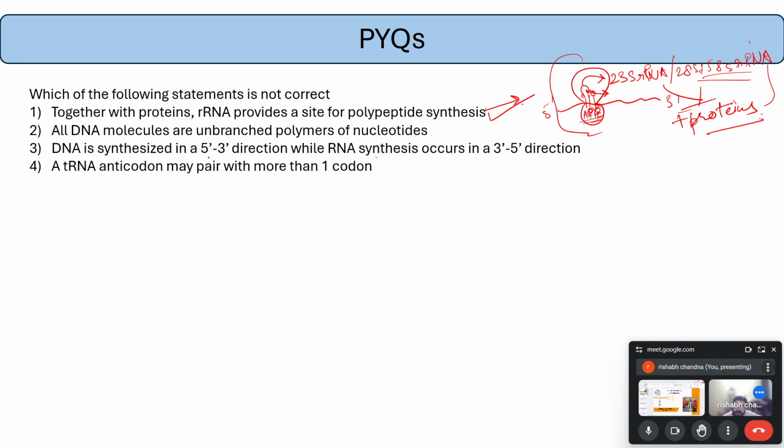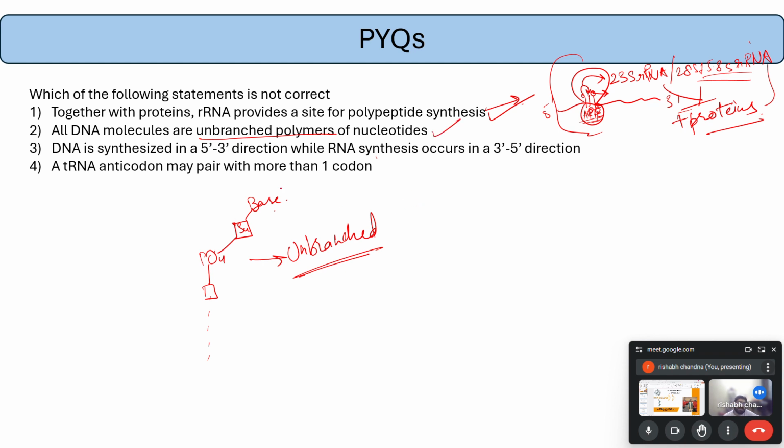The second option, all DNA molecules are unbranched polymers of nucleotides. Okay, this is also fine because when we study DNA, the DNA is made up of nucleotides. So nucleotide is sugar plus base, and that is attached to the phosphate group. Now this cycle continues. The phosphate group is linked to the 3 prime OH of the sugar, sorry, 5 prime of the sugar, and this is particularly linked with the base. So this is how the chain goes about. So this is unbranched only. Okay, so this is also correct.